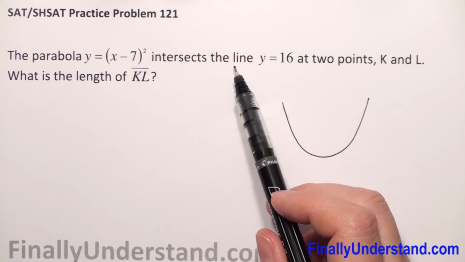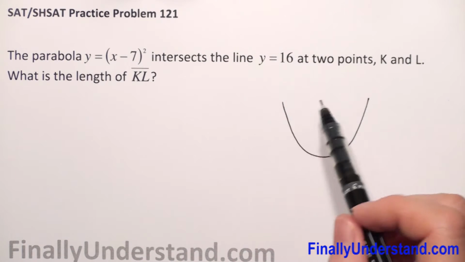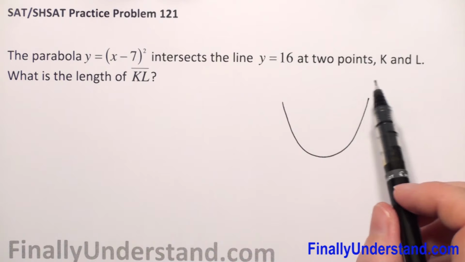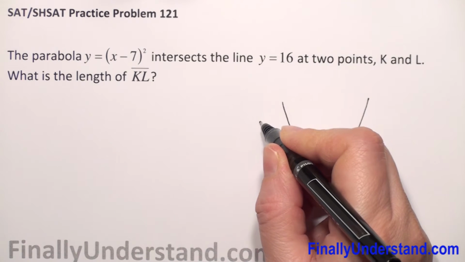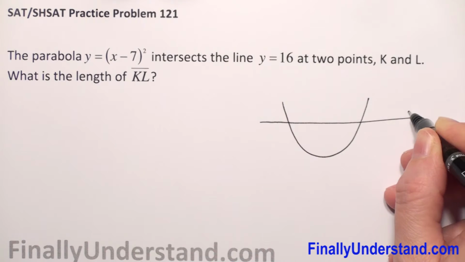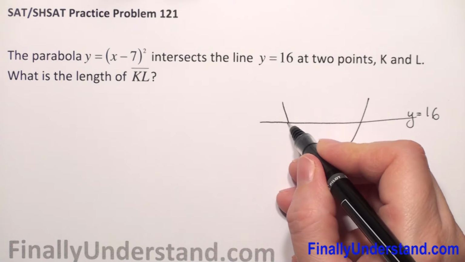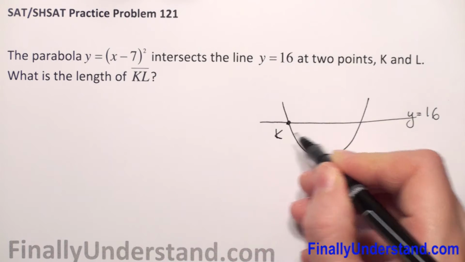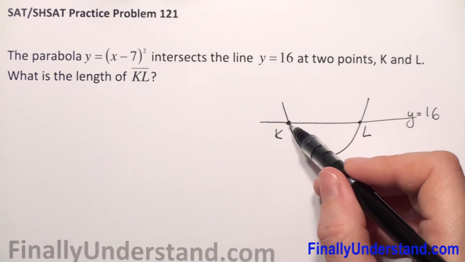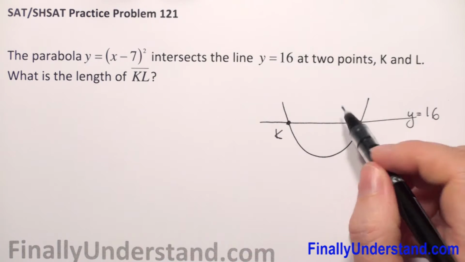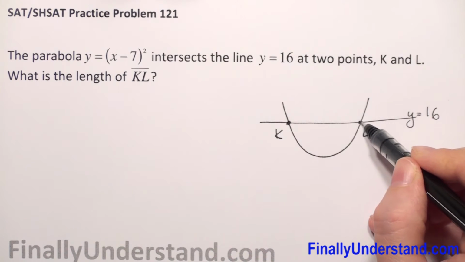We know that the line y equals 16 intersects our parabola at 2 points. So let's, for example, draw here our line y equals 16. And this will be our points K and L. We need to find the distance, the length of this segment. So in other words, the distance between point K and L.